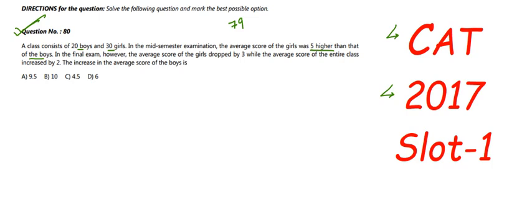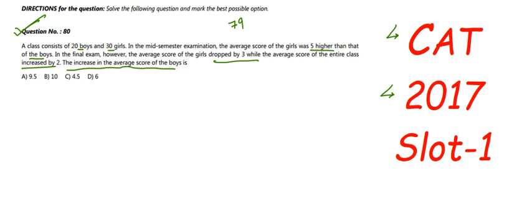In the final exam, however, the average score of girls dropped by 3 while the average score of the entire class increased by 2. So in the final exam, the score was something different: the average score of girls dropped by 3, but the average score of the entire class increased by 2. Maybe because the average score of boys has increased. So let's check what we need: the increase in the average score of boys. So what I said is true. We need to find that only.